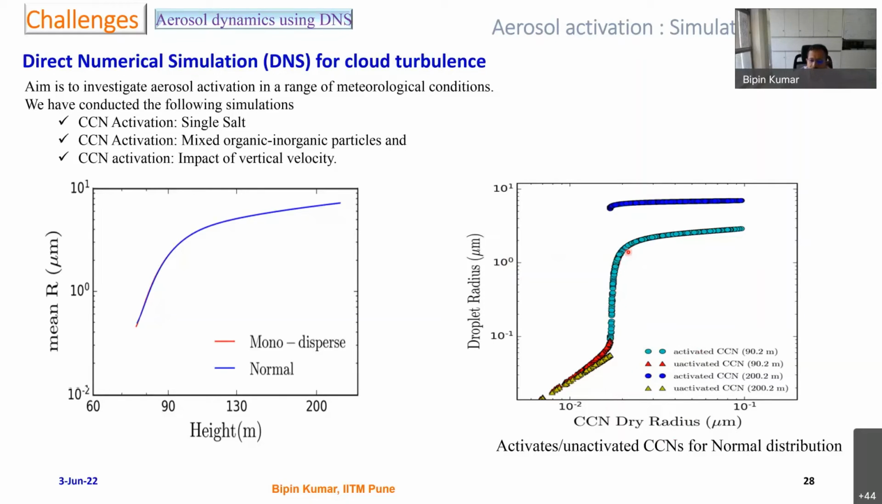Some are activating, some are unactivated, which is the red color. They did not get enough supersaturation and could not activate, so they are still here. Their size is below 0.1 micron. They are still aerosol. But we have got some kind of size spectra at 90 meters. At 200 meters, either all got activated or non-activated. The blue color is all activated and the yellow color is non-activated. So here they have decided how many become cloud droplets and how many will remain haze particles.